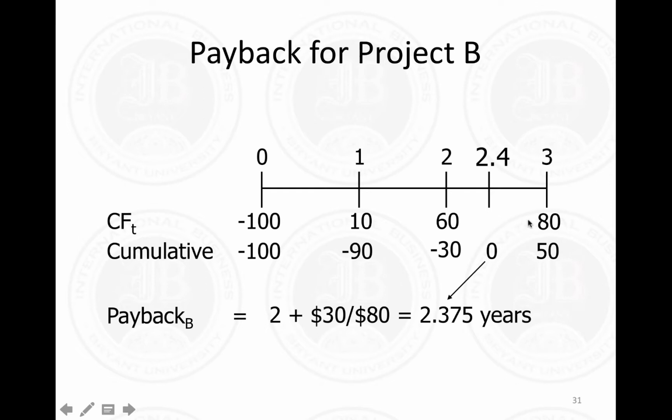So the ratio we do here is the 30 that are left divided by the 80 that we're going to get on the third year, which gives us the fraction of the year after year 2. So we know that we're going to get it after 2 years, and the fraction, the 30 over the 80, is what gives us that fraction of a year. Again, there's a big assumption that these $80 come equally distributed in January, February, March, etc., and the money does not come all in December or in November.